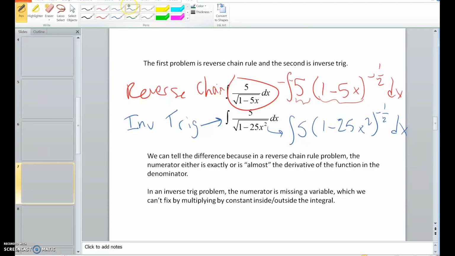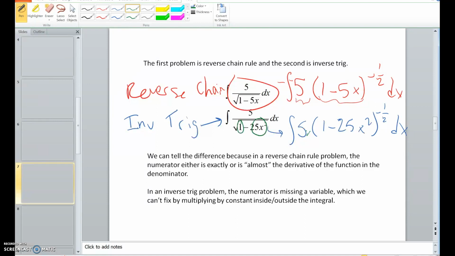The other giveaway is that in the denominator, the numbers will usually be perfect squares. So 1 is a perfect square, 25x squared is a perfect square. So the pattern for inverse trig involves perfect squares being in the denominator. If you see a fraction with 2 terms that are both perfect squares, and you can't quite figure out how to get the derivative of the inside function to appear here because it's off by a variable, not just by a constant, those are all warning signs that maybe you should be thinking about an inverse trig function.